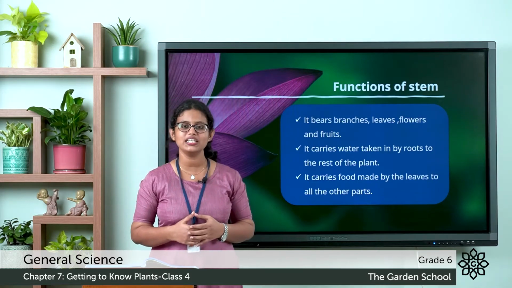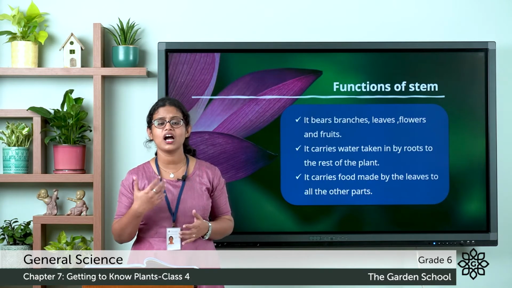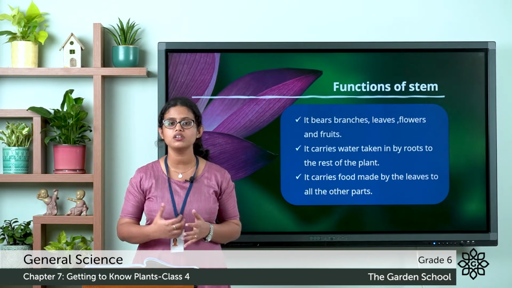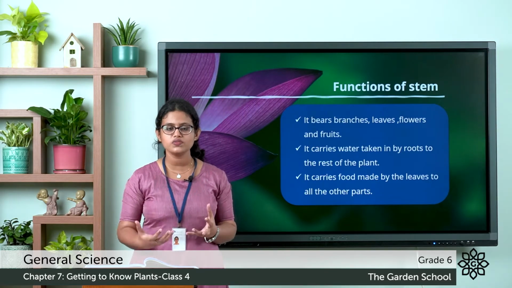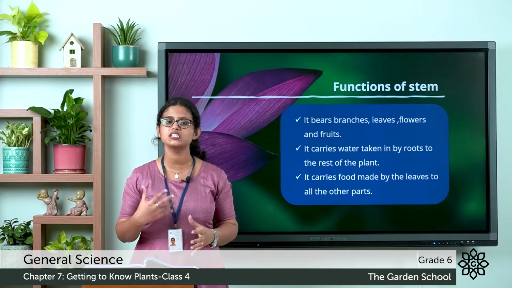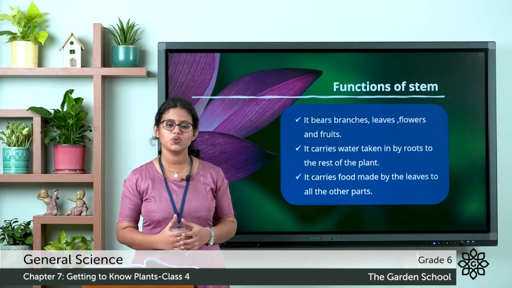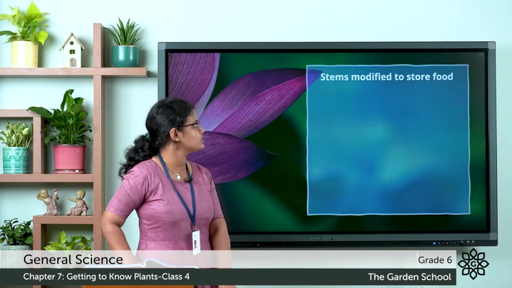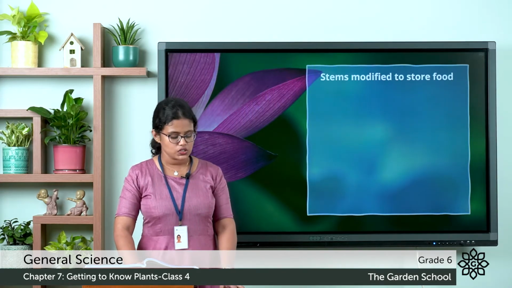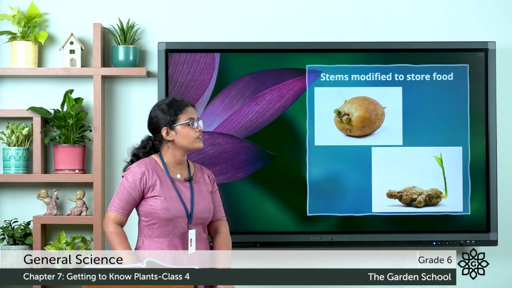So moving on to the next topic. We learnt that there are different parts of a plant that perform additional functions. The part of the plant that performs an additional function is said to be modified. So now let's discuss the modifications of stem. The first one is stems modified to store food.